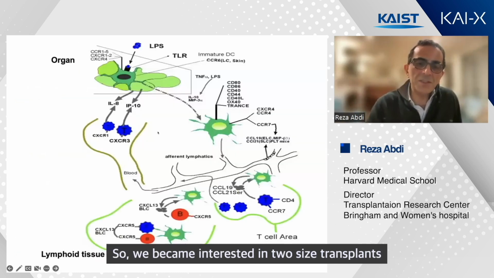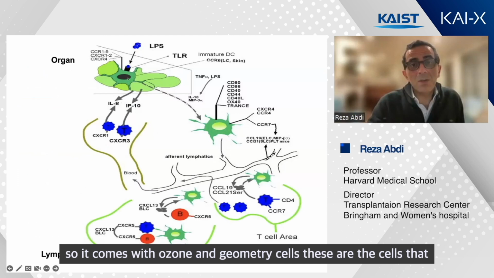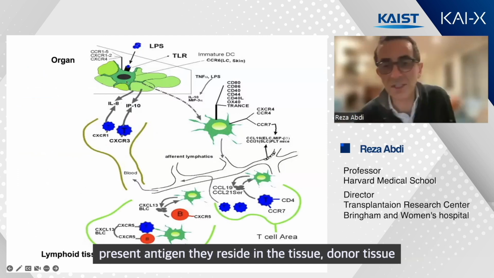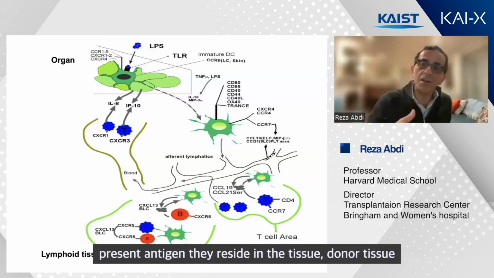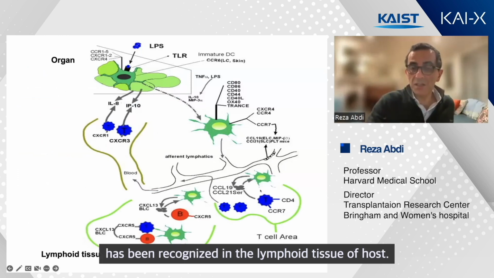So we became interested in two sites in transplant. This is an organ that is being transplanted into a patient. It comes with its own antigen presenting cells, the cells that present antigen. They reside in the donor tissue. And this donor antigen is then recognized in the lymphoid tissue of the host.